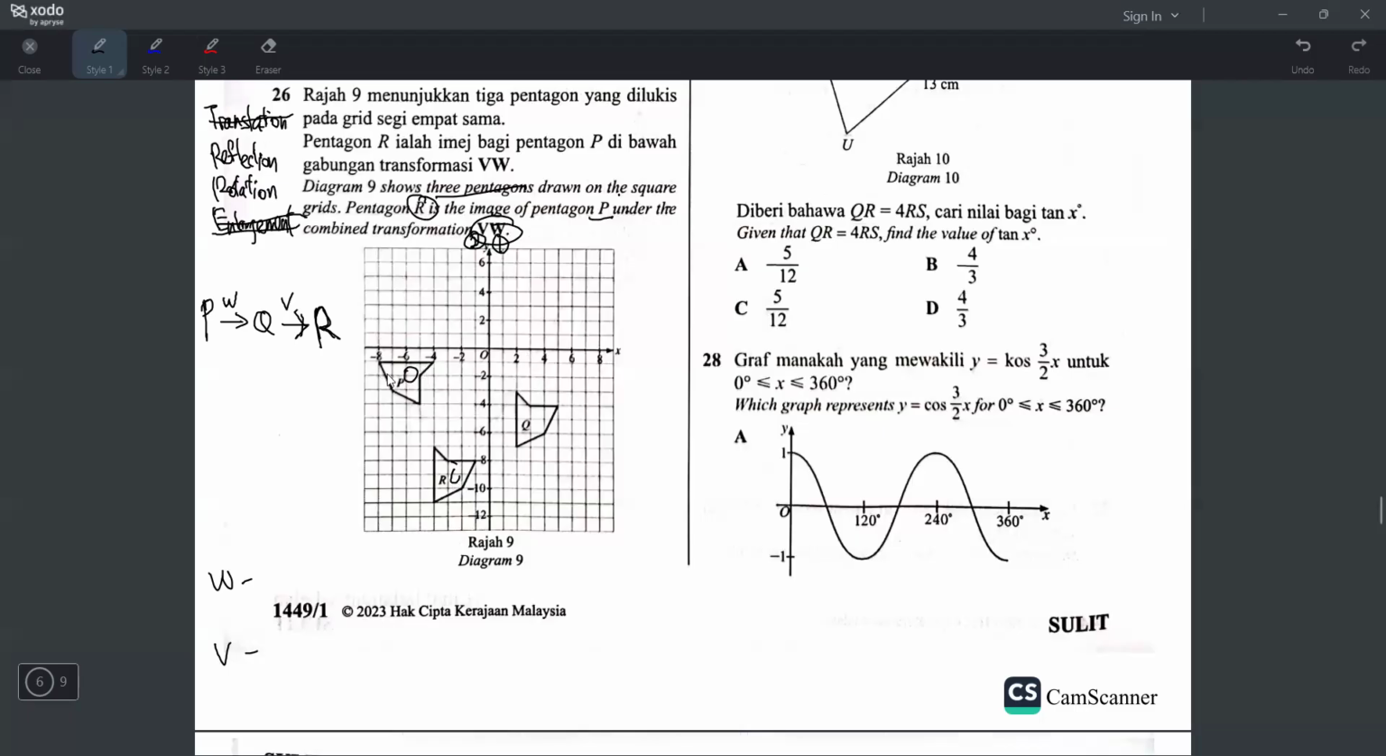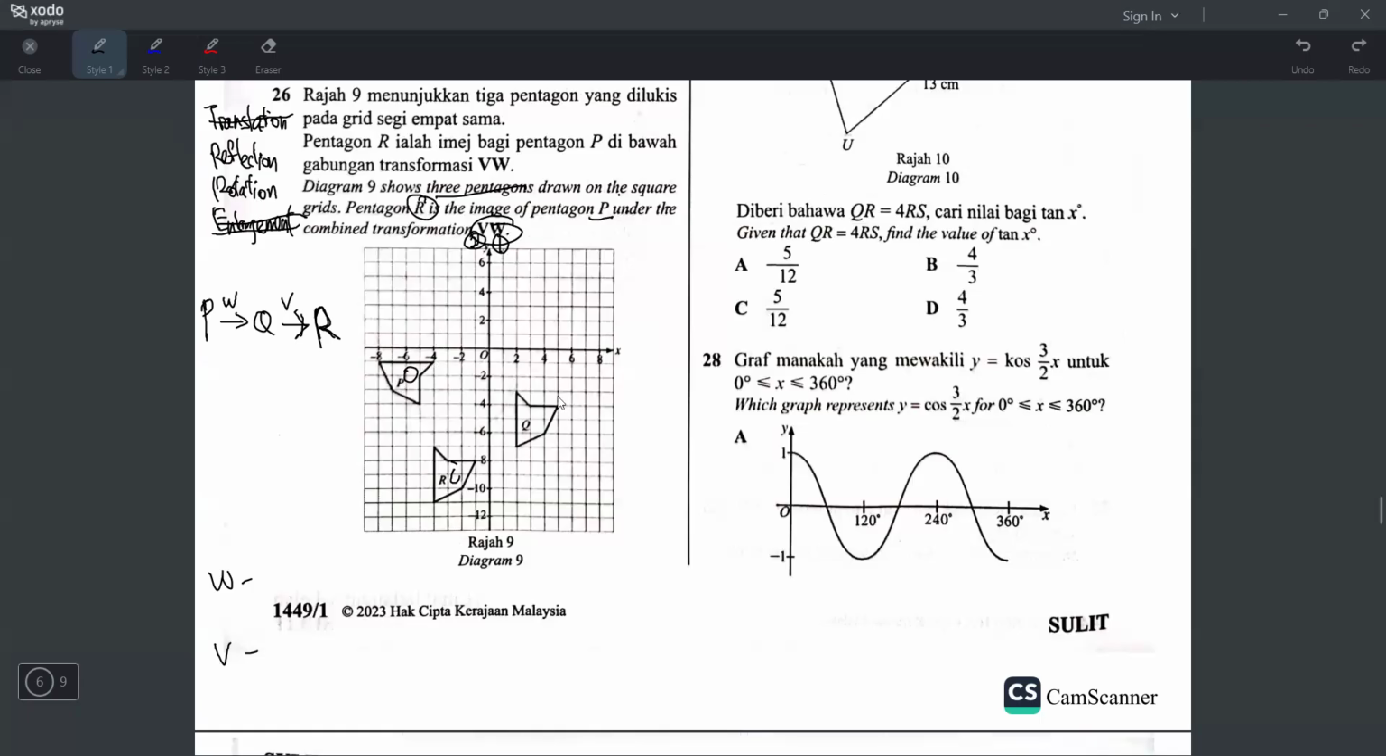Orientation means its direction, okay, for example. Look at the sharp part. The sharp part is pointing to the right, right? It's pointing in this direction. But if you look at the Q, the sharp part becomes here already, right? It's pointing up already. So that means this is not translation because the orientation has changed. So it's either reflection or rotation.